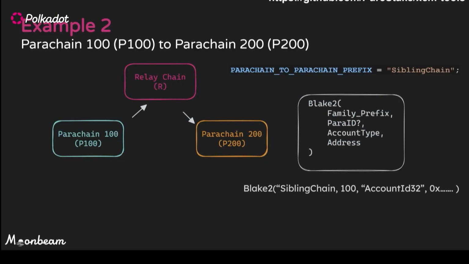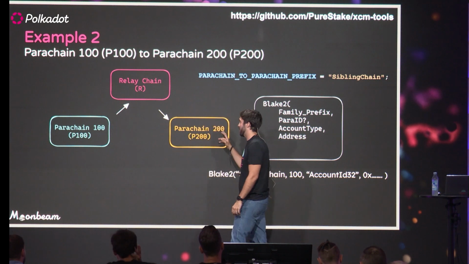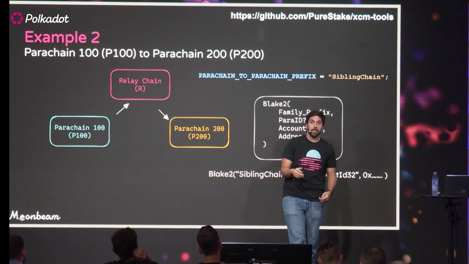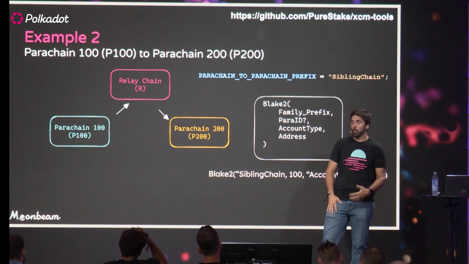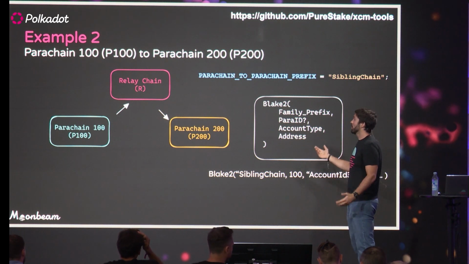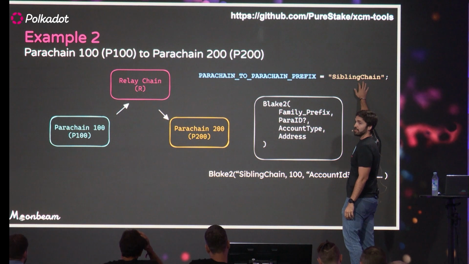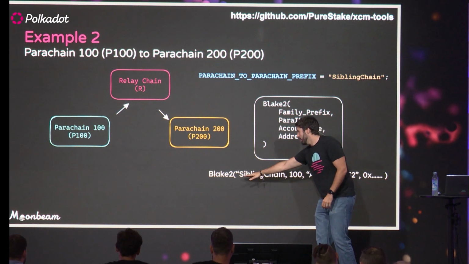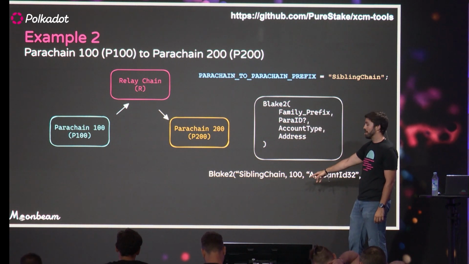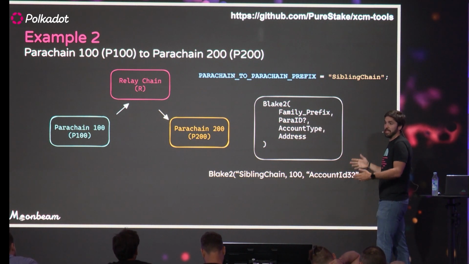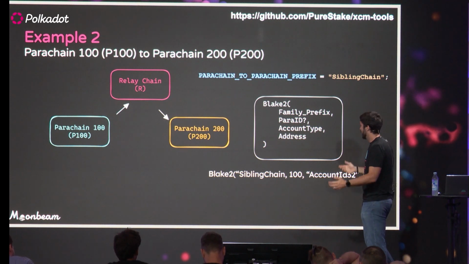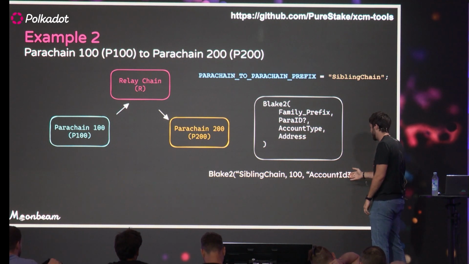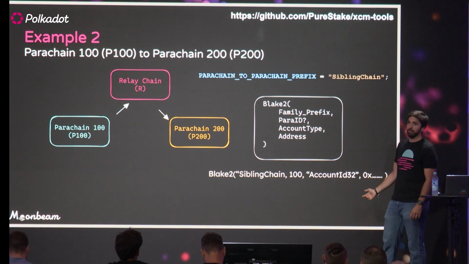So now if we move the other way, sorry, not the other way. If we're in parachain 100 and we want to send the message to parachain 200, and we want parachain 200 to execute that message with this remote origin, it is fairly similar. We just change the prefix to be sibling chain. And then we have the Blake2 hash of sibling chain, parachain ID, which is 100, account ID 32, because in this case, I just used that as the account type. If it's from Moonbeam, it has to be account key 20, and then the address itself.